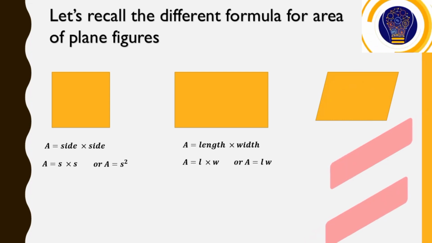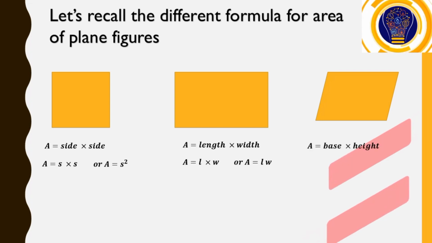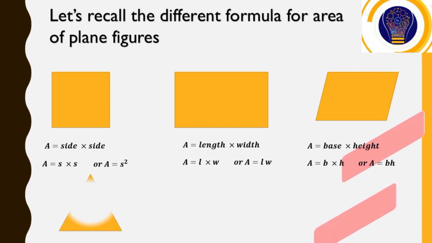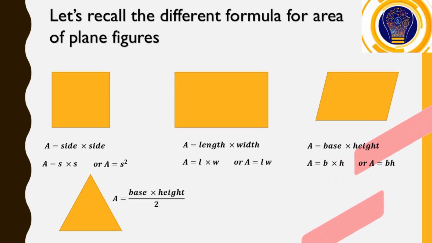Parallelogram is almost the same with rectangle, and its area is equal to base times height. Or we can write this as area is equal to BH. And we have here a triangle. And the formula in getting the area of a triangle is area is equal to base times height divided by 2. Some others may write 1/2 times base times height. Parehas lang siya. So we have here base times height divided by 2.